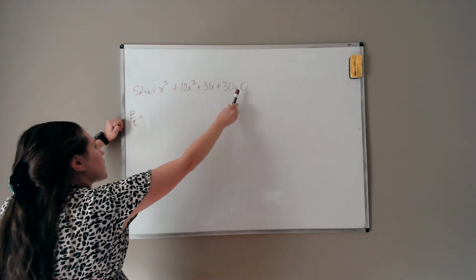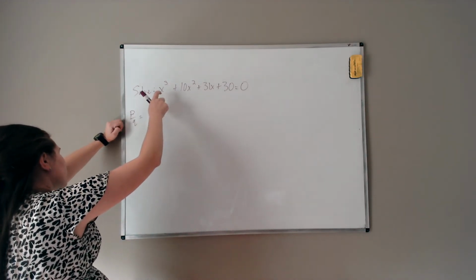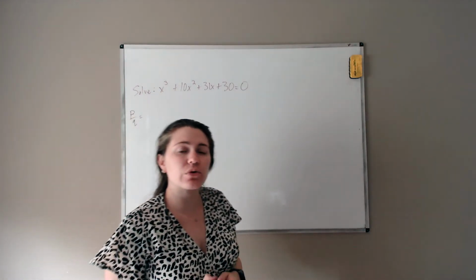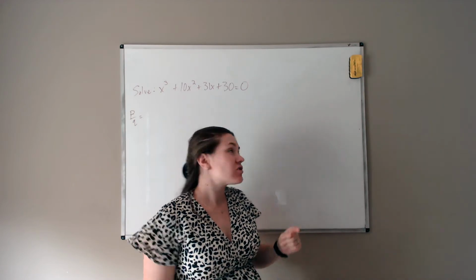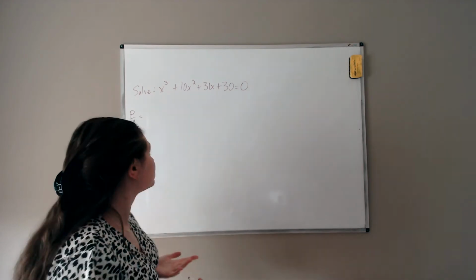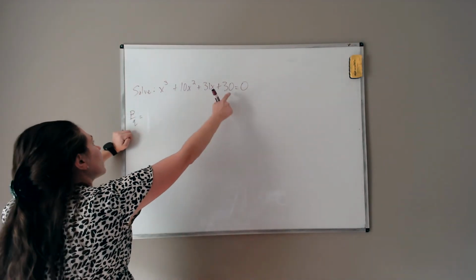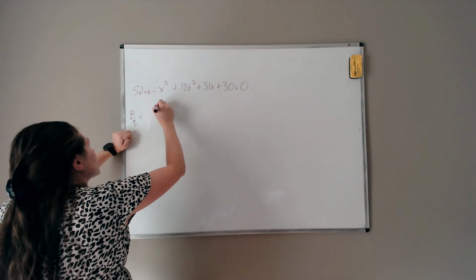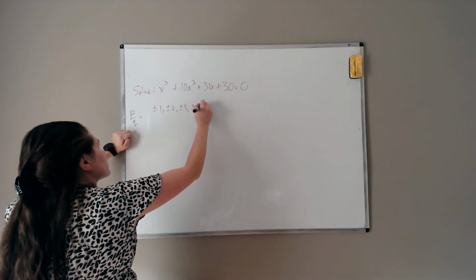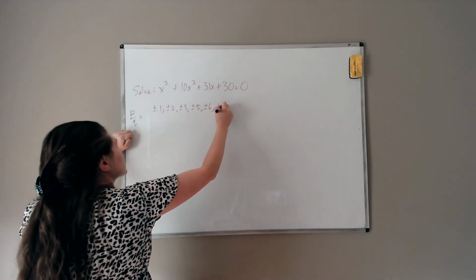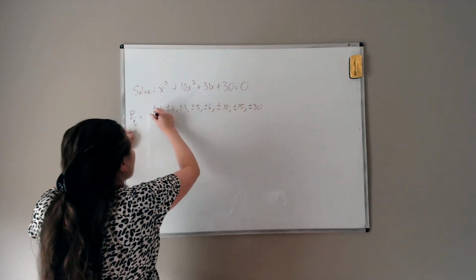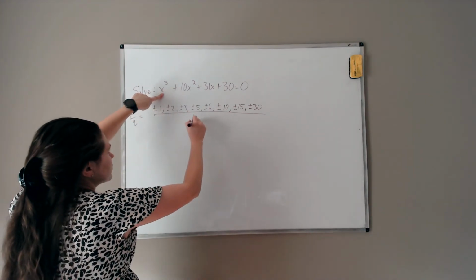So all of the factors of the constant term over all of the factors of the leading coefficient. Now remember, you can only use the rational root theorem when you have integer coefficients. So if this said 5, 6, we wouldn't be able to use it until we had all integer coefficients, okay? So all the factors of 30, so plus or minus 1, plus or minus 2, plus or minus 3, plus or minus 5, plus or minus 6, plus or minus 10, plus or minus 15, plus or minus 30, over, okay, just plus or minus 1.